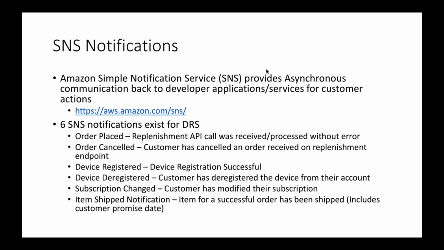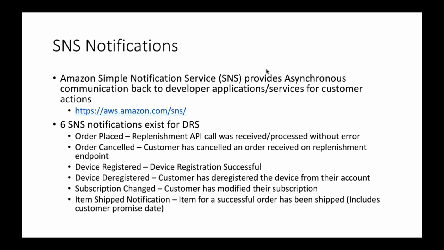SNS notifications, again, the Amazon Simple Notification Service from Amazon Web Services, or AWS, provides that asynchronous communication back to developer application and services for customer actions. There are 6 SNS notifications for DRS. Order placed is the notification we send you when the replenishment API is called, and the call was not only successfully received, but processed by the platform. So if we have no problems with placing the order, we will send an order placed notification once that's received.